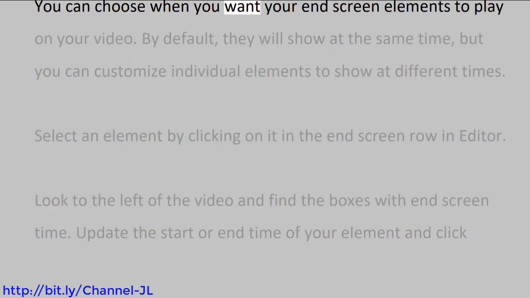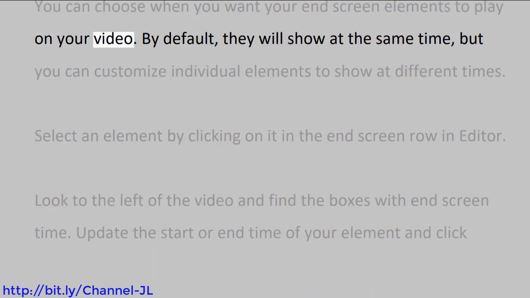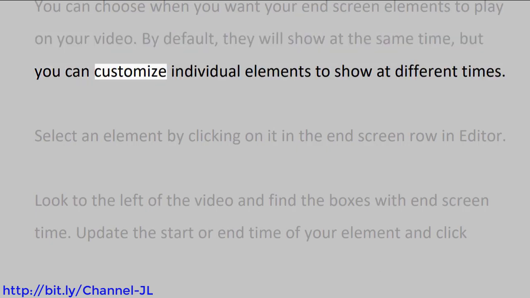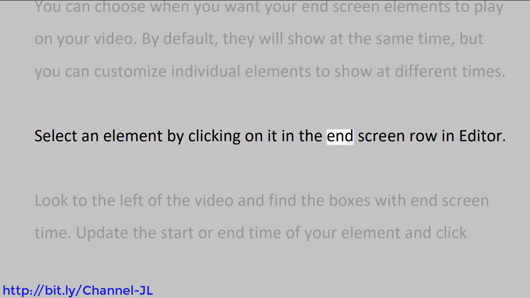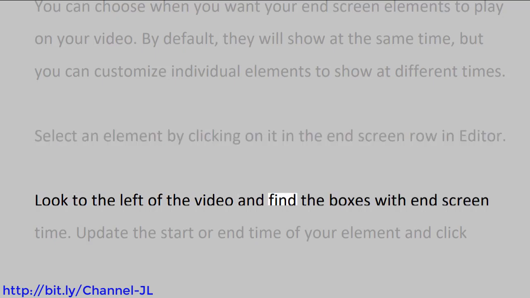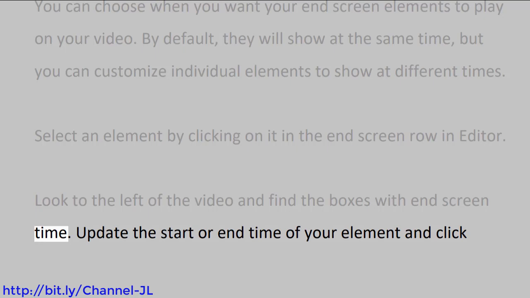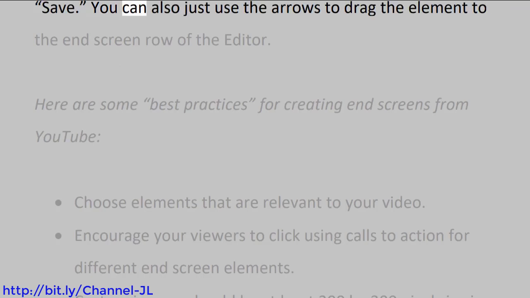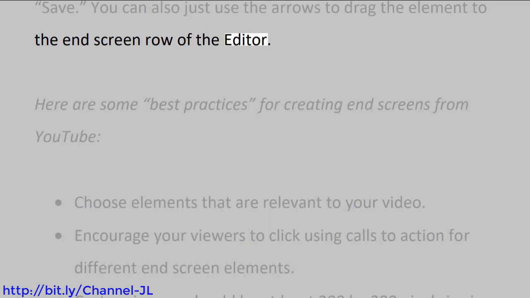You can choose when you want your end screen elements to play on your video. By default, they will show at the same time, but you can customize individual elements to show at different times. Select an element by clicking on it in the end screen row in Editor. Look to the left of the video and find the boxes with end screen time. Update the start or end time of your element and click Save. You can also just use the arrows to drag the element to the end screen row of the editor.